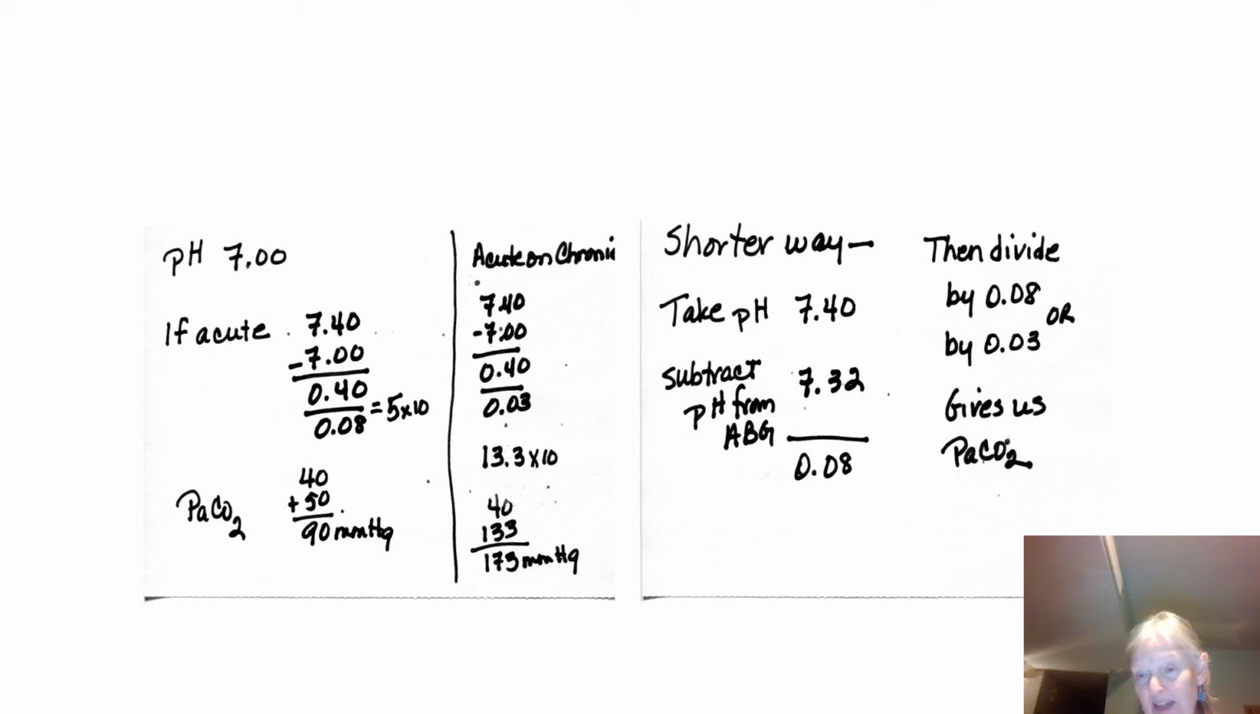You probably won't see that. You'll probably see something else. A lot of your ABG machines cannot read up above about 120 or so. You really don't need that precise 173. If you're above 120, you know you have an acute on chronic patient. Okay.